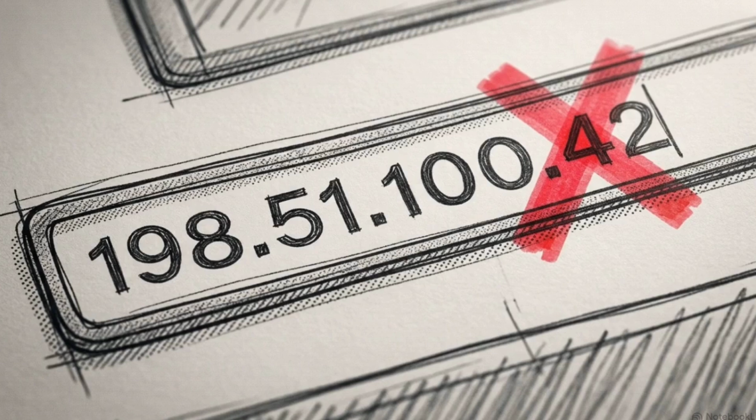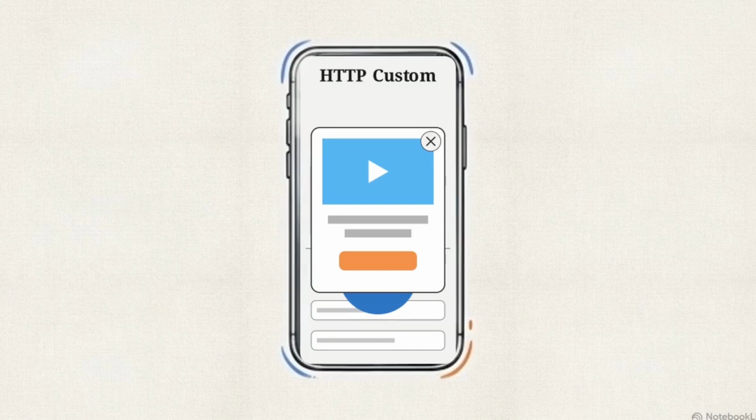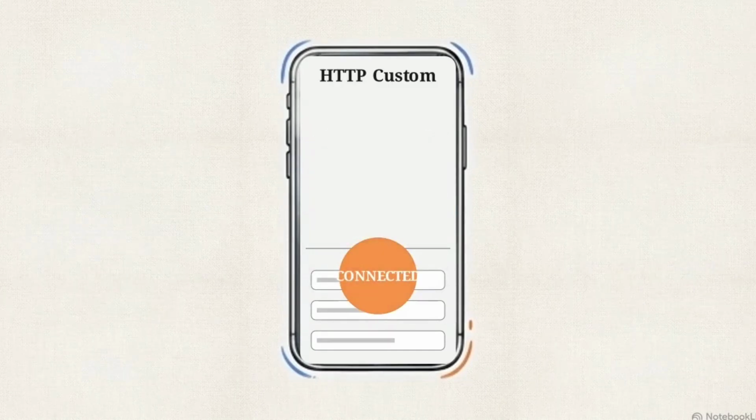You must enter every character exactly as it appears. A single typo in this address will prevent the VPN from establishing a connection. Once the address is entered, tap Connect. If any pop-up ads appear, simply dismiss them to continue the process.